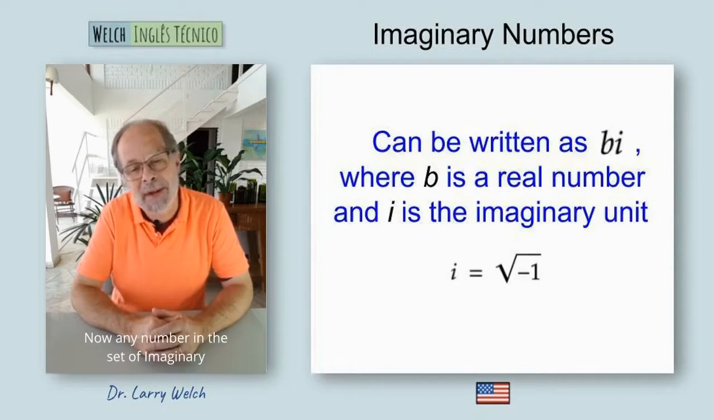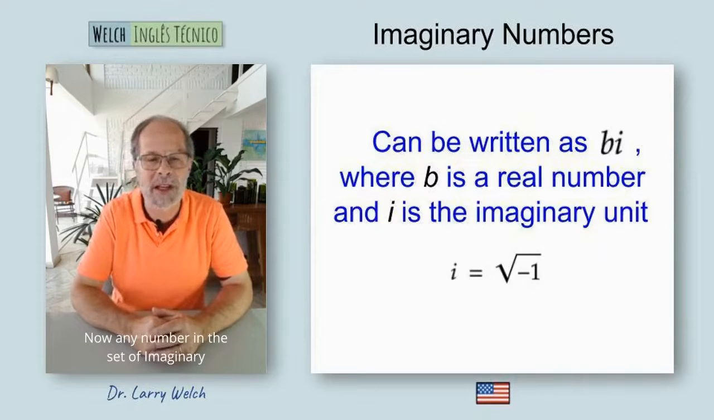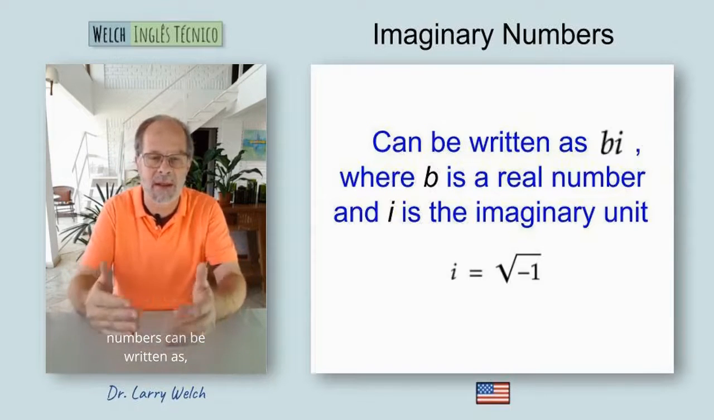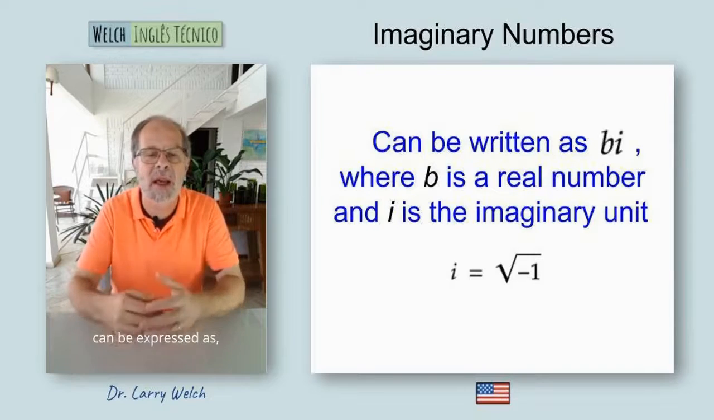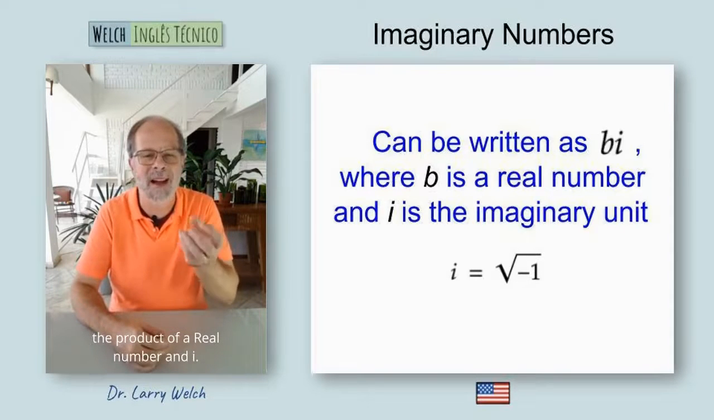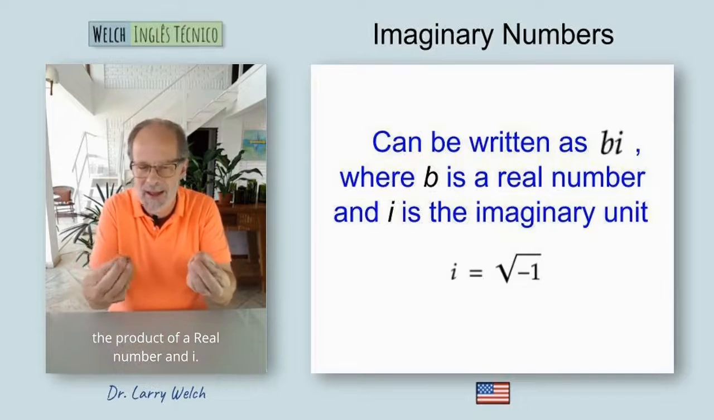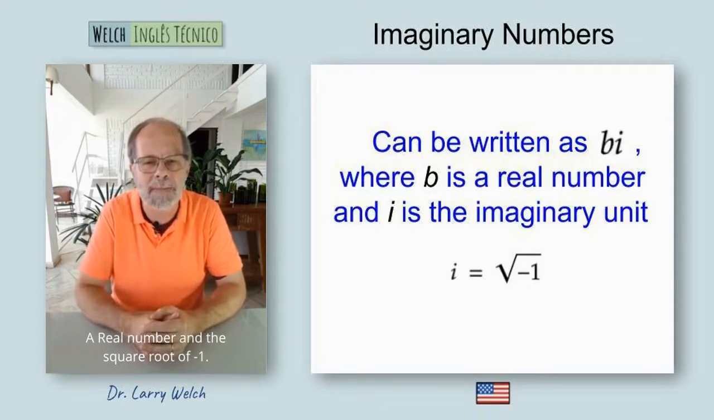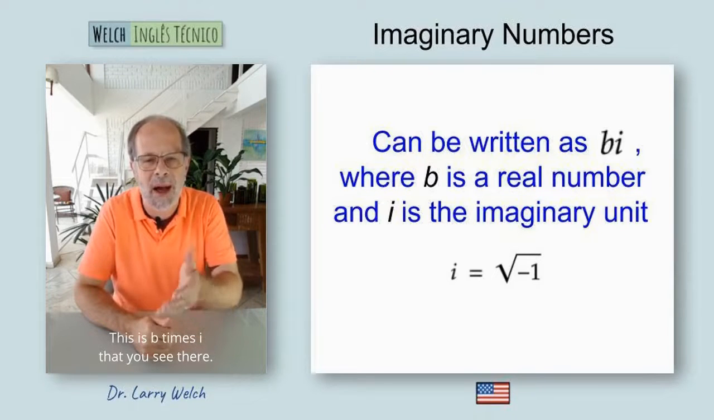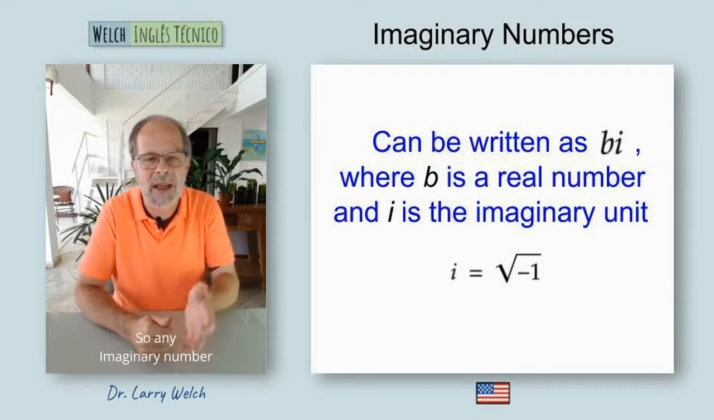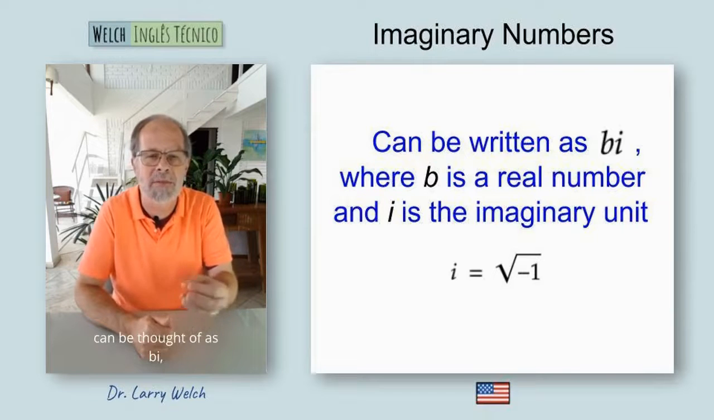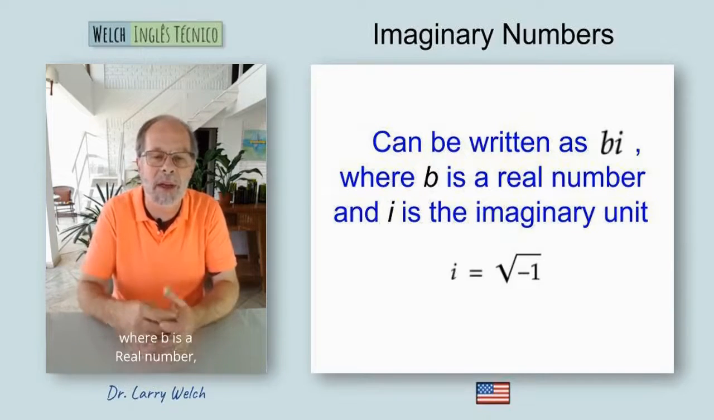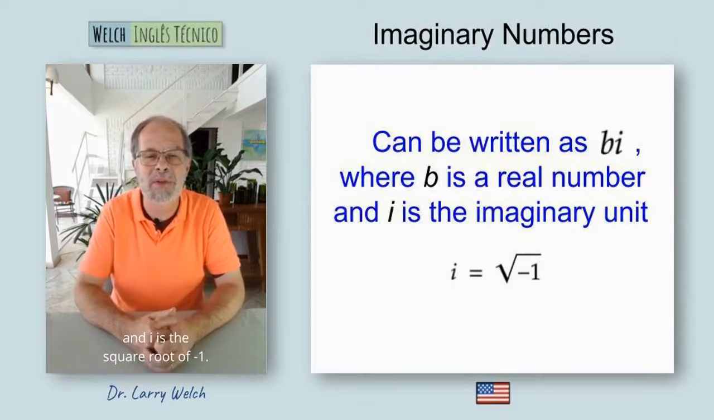Now, any number in the set of imaginary numbers can be expressed as the product of a real number and i, a real number, and the square root of -1. This is bi that you see there. So any imaginary number can be thought of as bi, where b is a real number and i is the square root of -1.